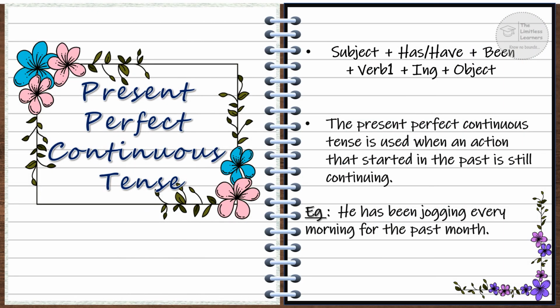4. Present perfect continuous tense. Subject plus has, have, plus been, plus verb 1, plus ing plus object. This tense is used when an action that started in the past is still continuing. Example: He has been jogging every morning for the past month.